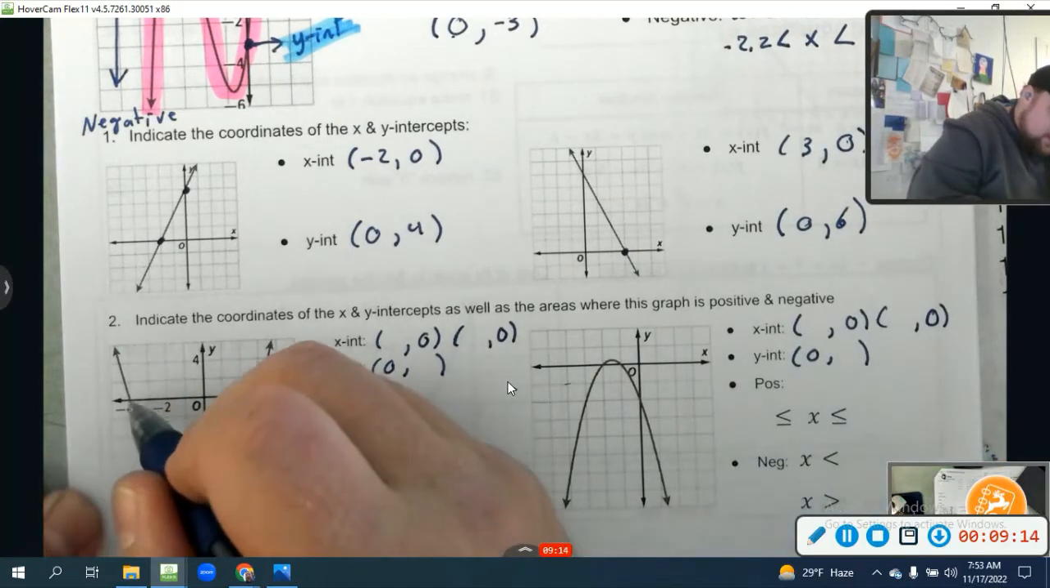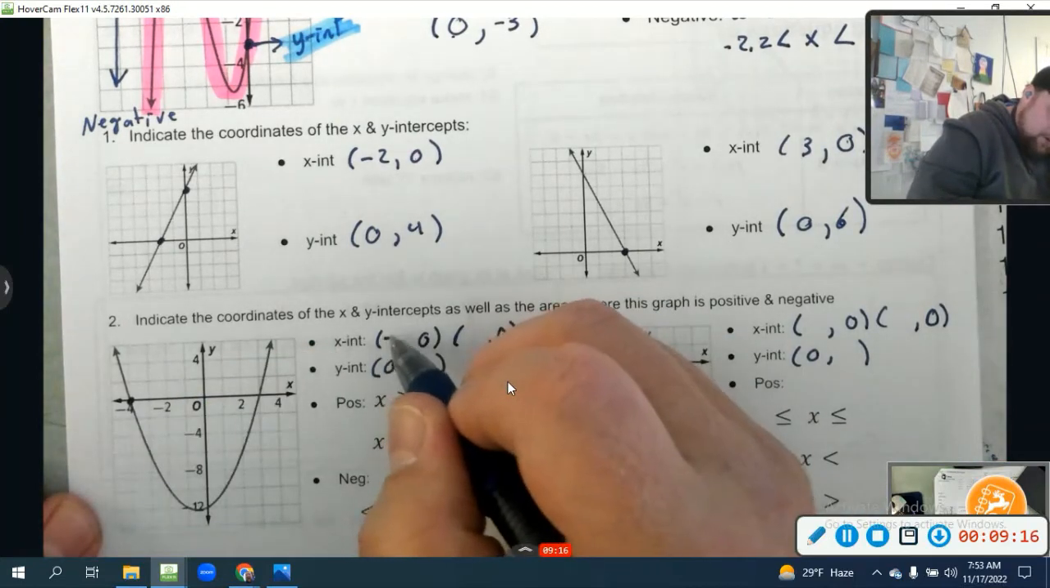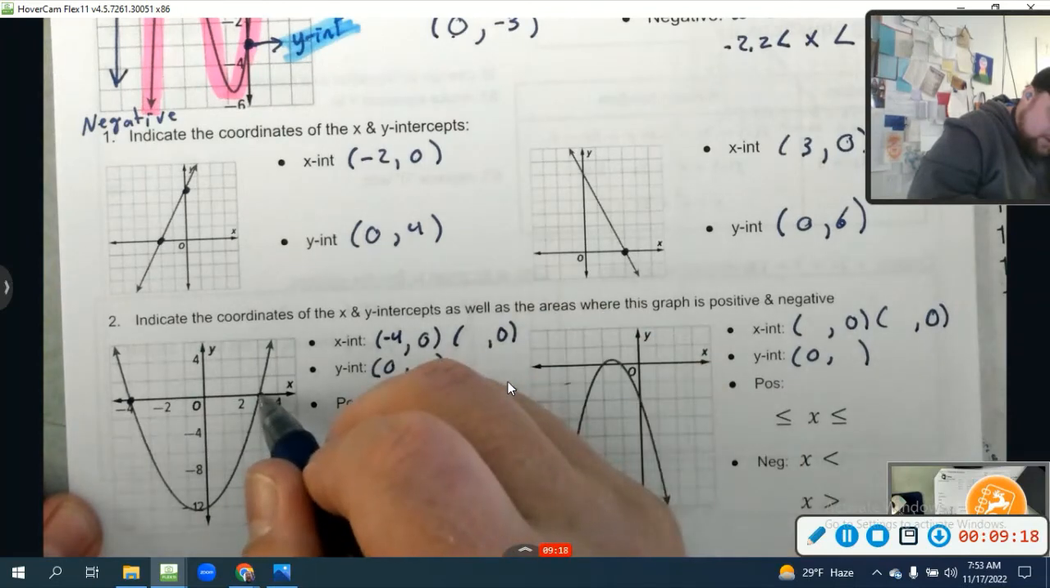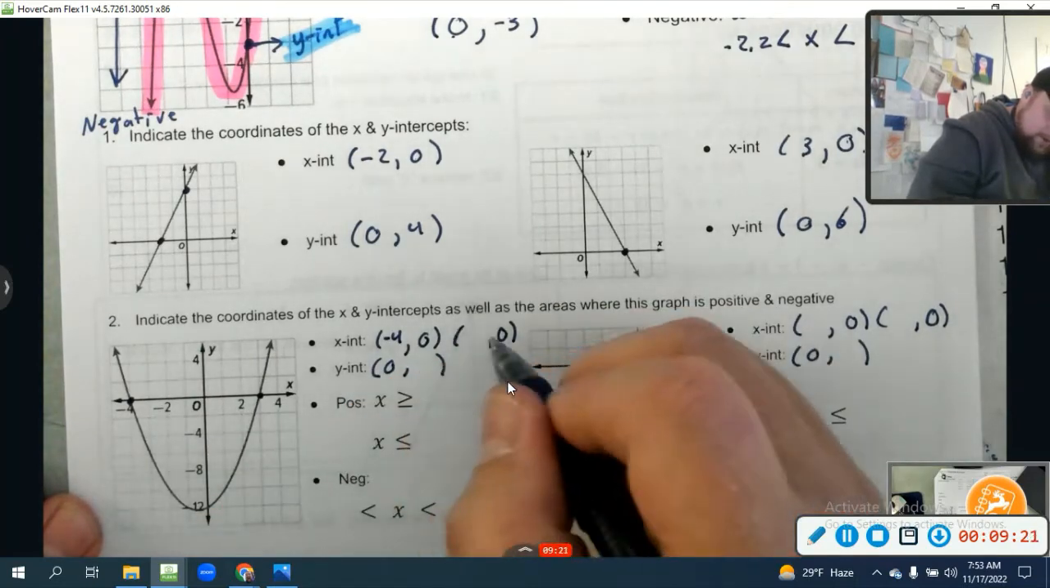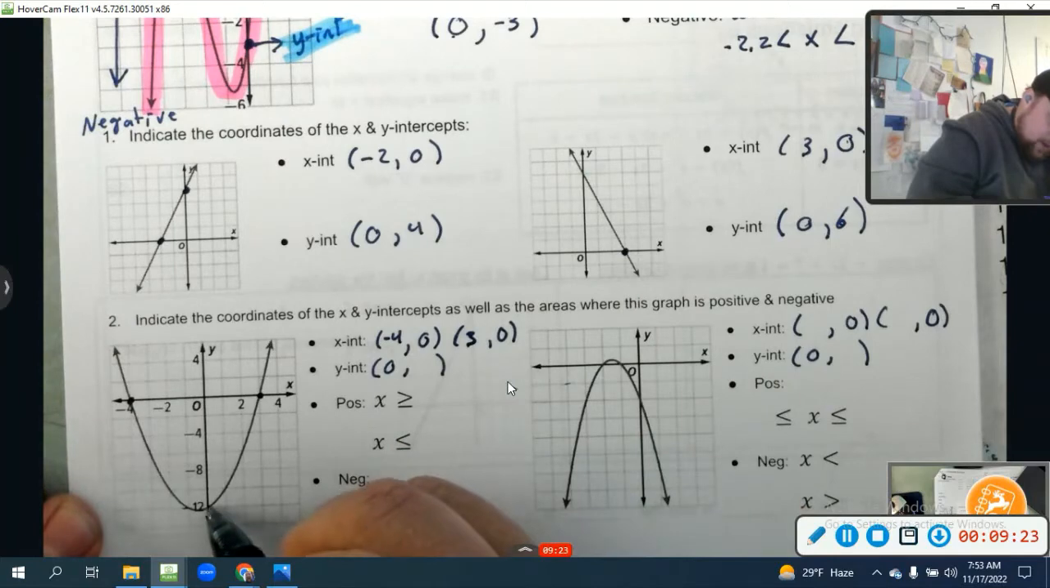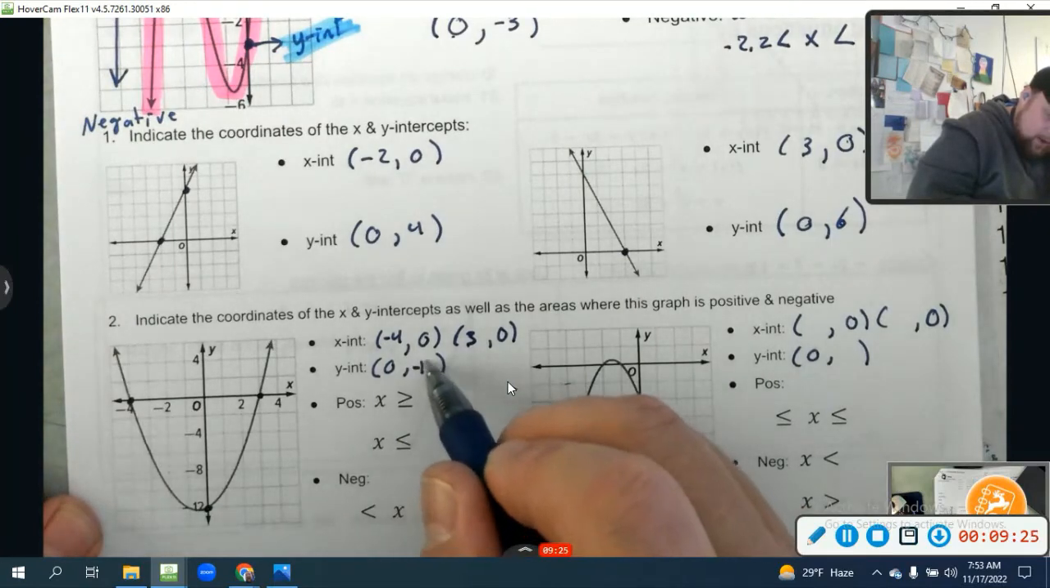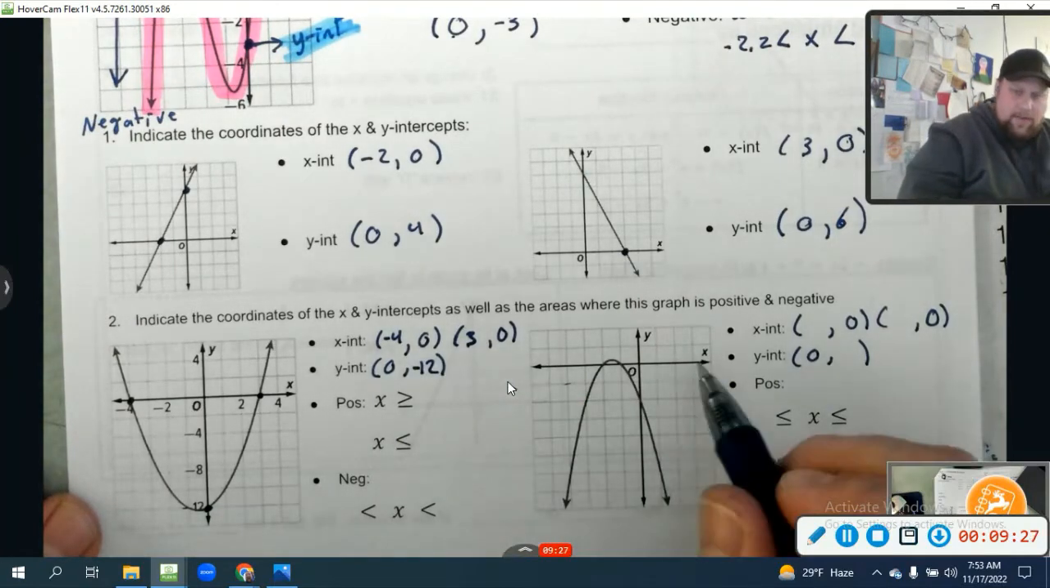Let's see, x-intercept right here, right at -4. Boom, -4. X-intercept over here at 1, 2, 3. And we see a y-intercept down here at -12 on the y. See how easy that is to fill in? Let's even do it over here.